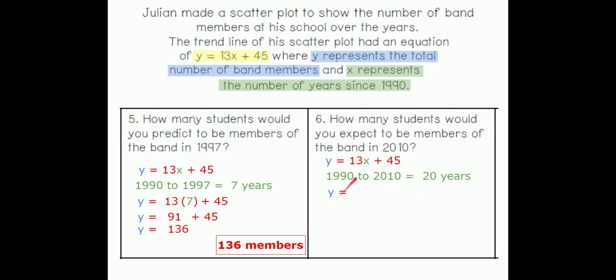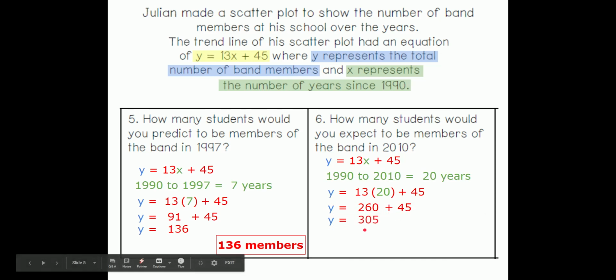So y is our unknown. 13, our x is 20 years since 1990, and 45, we bring that down. Let's simplify by multiplying 13 and 20, which is 260. We need to add 45 to that still, and then we simplify this by adding those two together, and we get 305. Remember, y represents the total number of band members. So in 2010, we should expect the band to have 305 members.